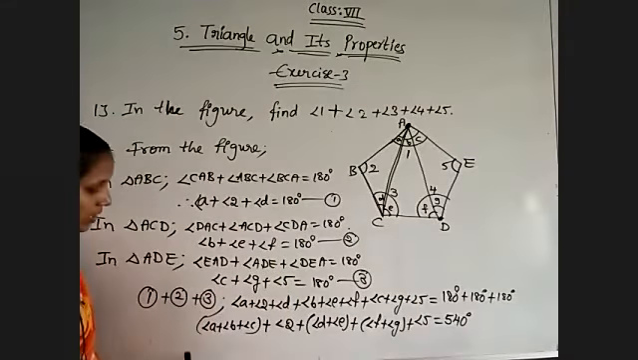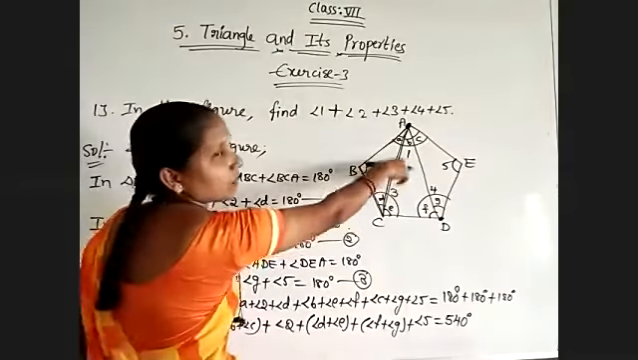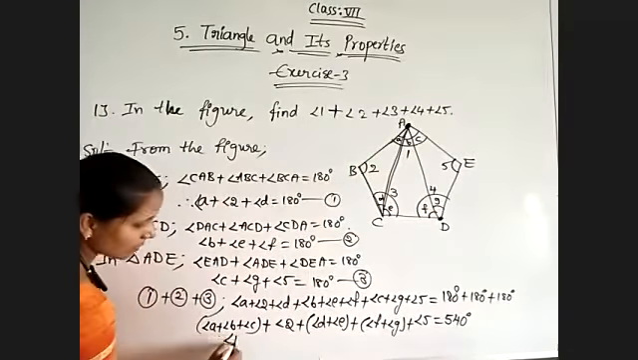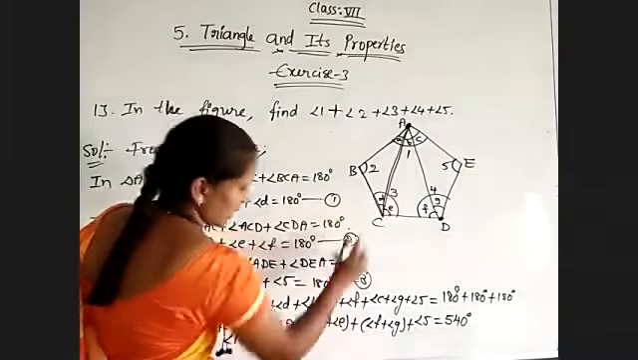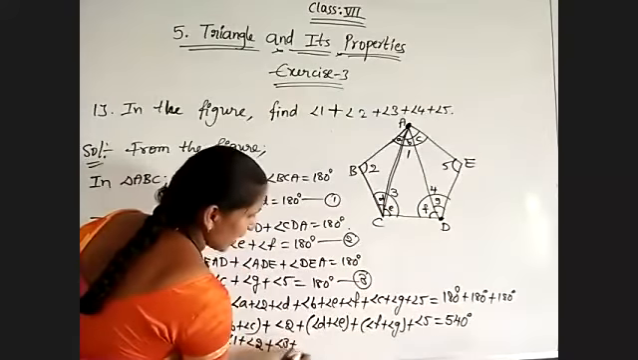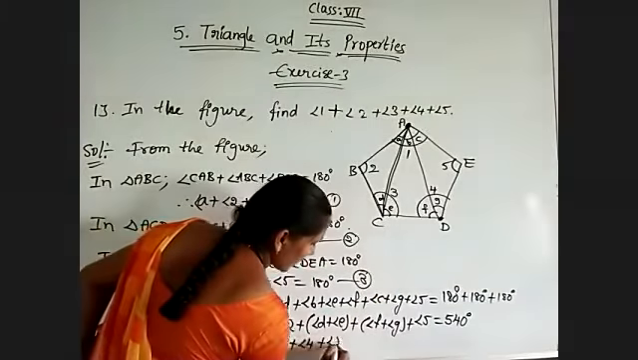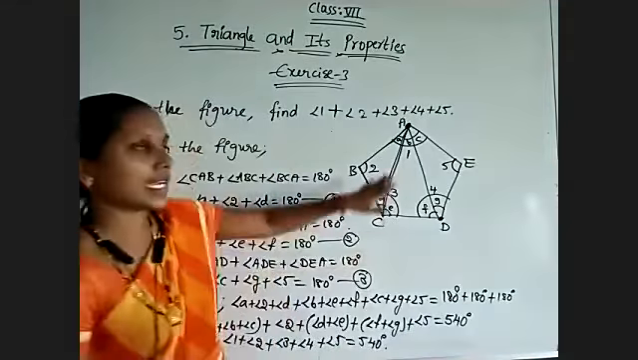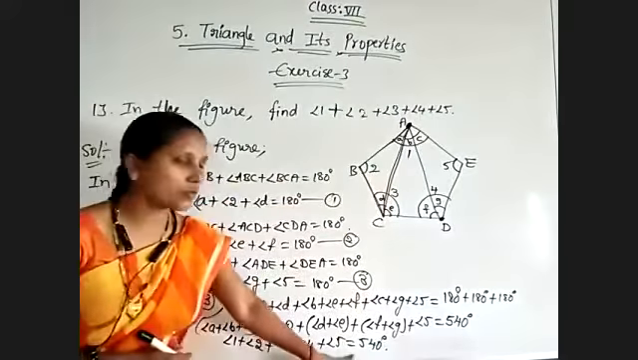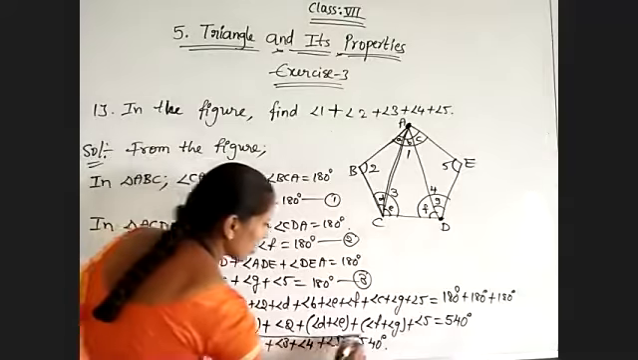Now observe this. A, B, C. The sum of these three angles is angle 1. So angle 1 plus angle 2 plus, D and E is angle 3, and F and G are nothing but angle 4, plus angle 5 is equal to 540 degrees. Which means the sum of the angles of a pentagon is equal to 540 degrees. So we need to find out this value only.